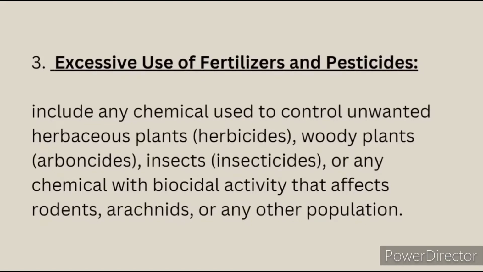In addition to killing insects or weeds, pesticide can be toxic to a host of other organisms, including birds, fish, beneficial insects, and other non-target plants. This type of fertilizer and pesticide includes any chemical used to control unwanted herbaceous plant, woody plants, insect, or any chemical with biocidal activity that affects rodents or any other population.